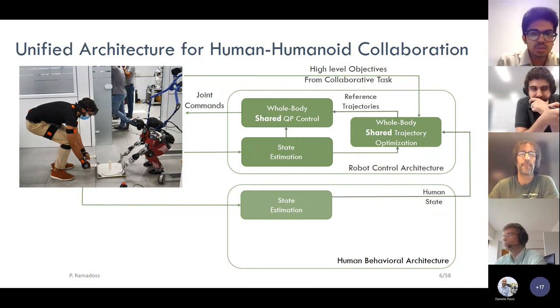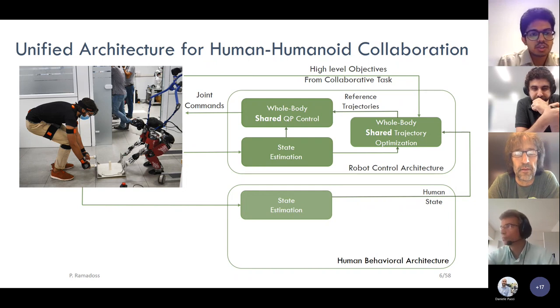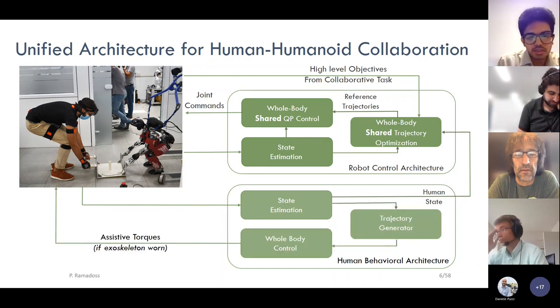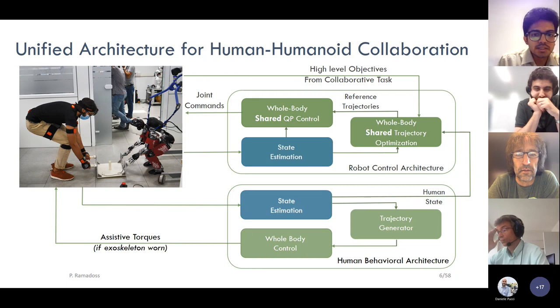This human state, along with some high-level objectives from the collaborative task, is then used in the robot control architecture to generate joint commands for the robot that will help improve the quality of task for the human. Additionally, if the human is wearing an exoskeleton, we can also generate assistive torques for the human to help him during the task.